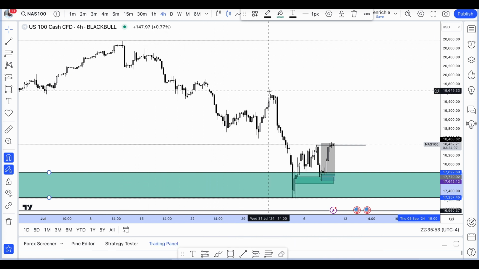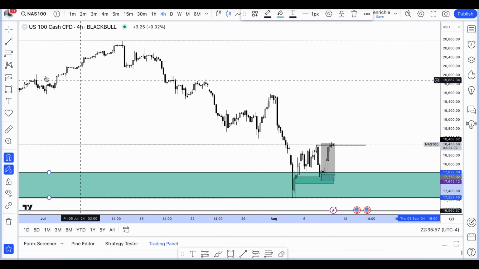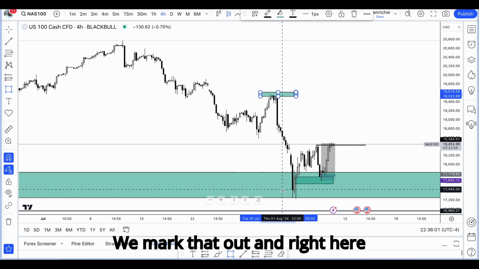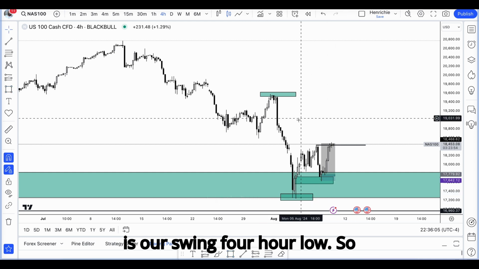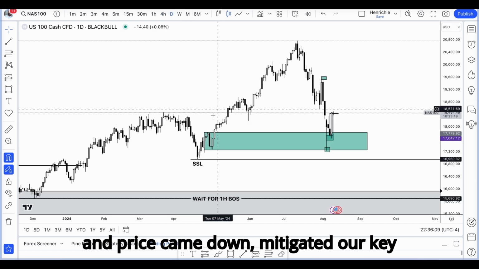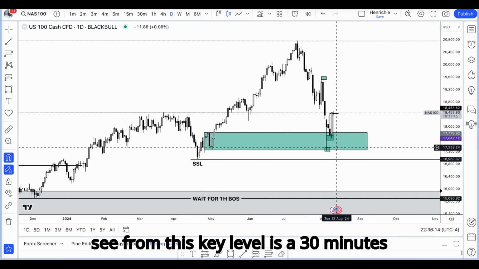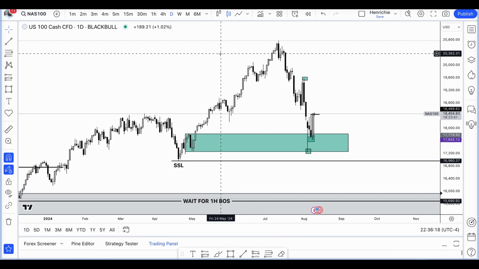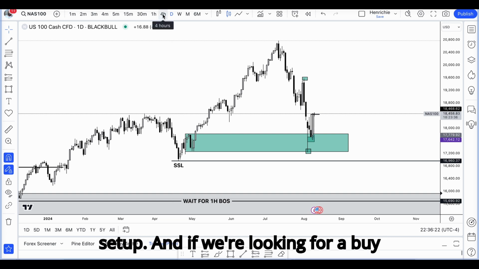You can see that this right here is our swing 4-hour high. We mark that out, and right here is our swing 4-hour low. So we're within the range high, range low, and price came down, mitigated our key level resting right here. All we want to see from this key level is a 30-minute shift in market structure to the upside, and then we'll look for a potential buy setup.